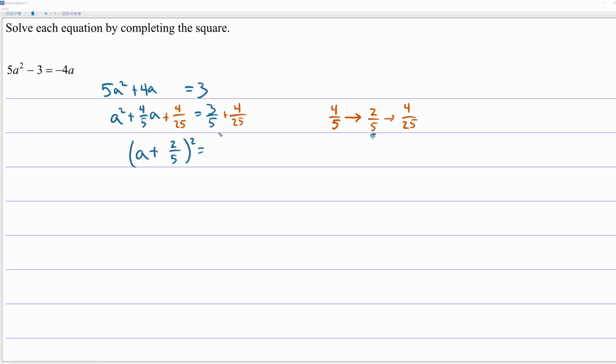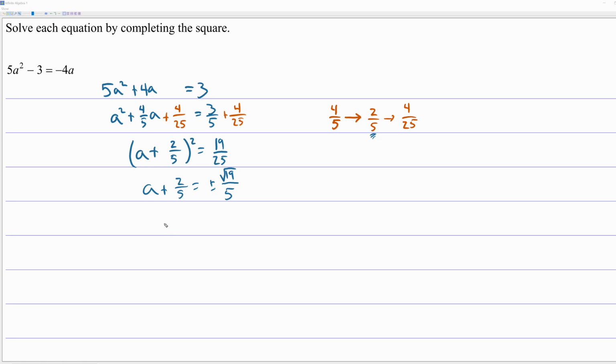Now on the right hand side we have to add fractions. So the common denominator is 25. 5 times 5 is 25. 3 times 5 is 15. So 15 plus 4, we have 19/25. Now take the square root on both sides. So a plus 2/5 is plus or minus the square root of 19 over the square root of 25. The square root of 19 can't be simplified, but the square root of 25 is 5.